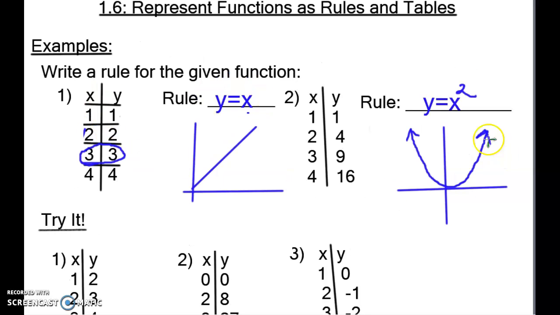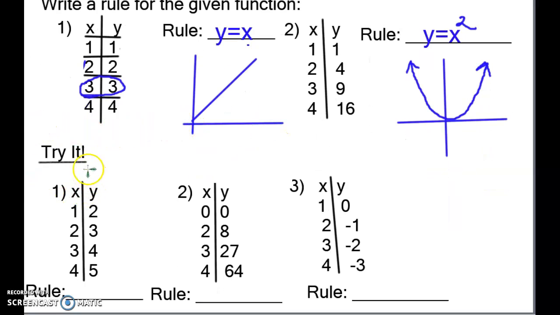Hopefully you get a good feel as to how to write a rule given a table. Go ahead and do the try problems. They're very simple, just some linear equations. Although I will say you have to be careful at number 2. Look out at number 2 because it's not really straightforward.